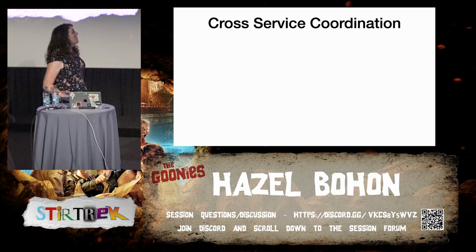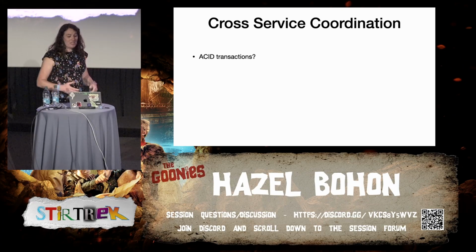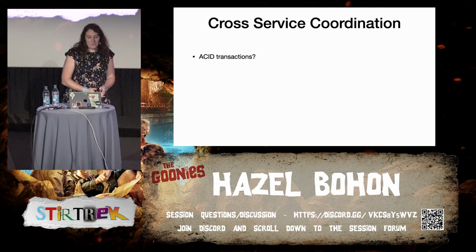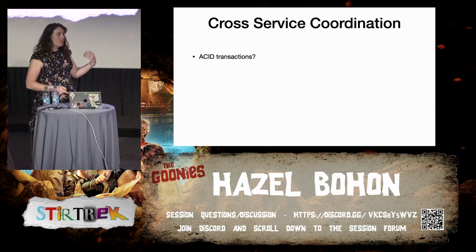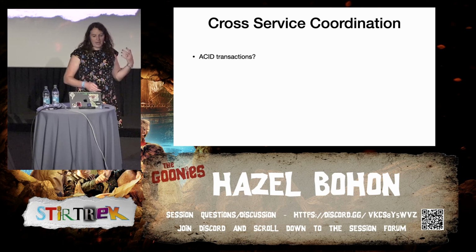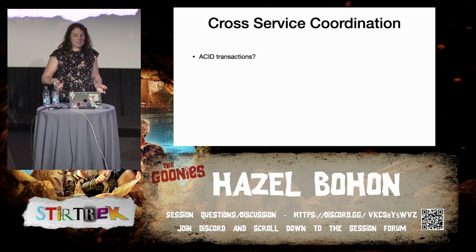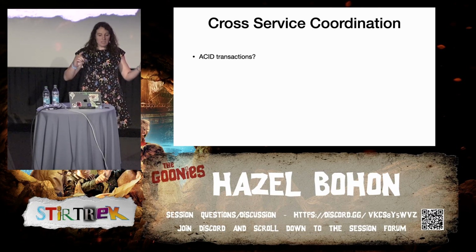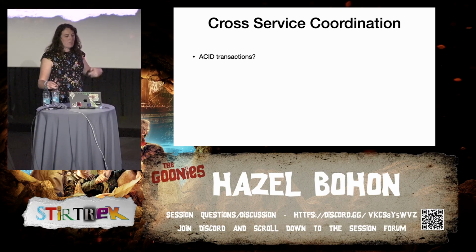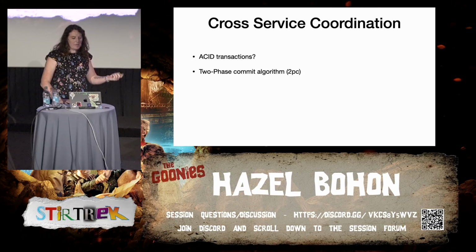So cross-service coordination. When we're dealing with cross-service coordination, we have to worry about ACID transactions, right? Previously, we were able to do ACID transactions, which is where you have atomicity, consistency, isolation, and durability. But once we move into a situation where we're actually doing things across multiple services and coordinating that way, you lose that ability to have that same guarantee. And this is a challenge that we're going to have to work through when you're doing these things.